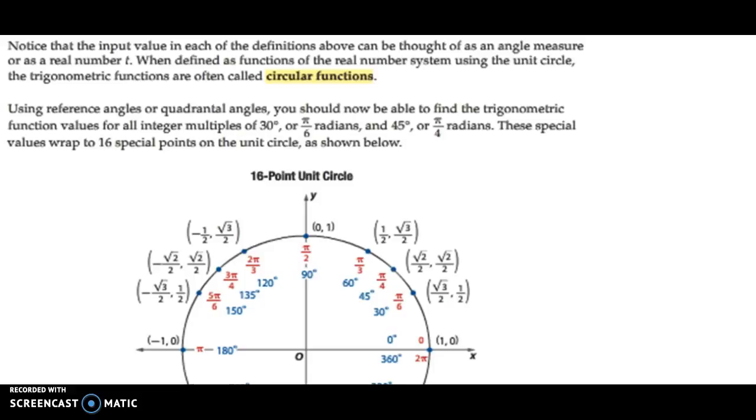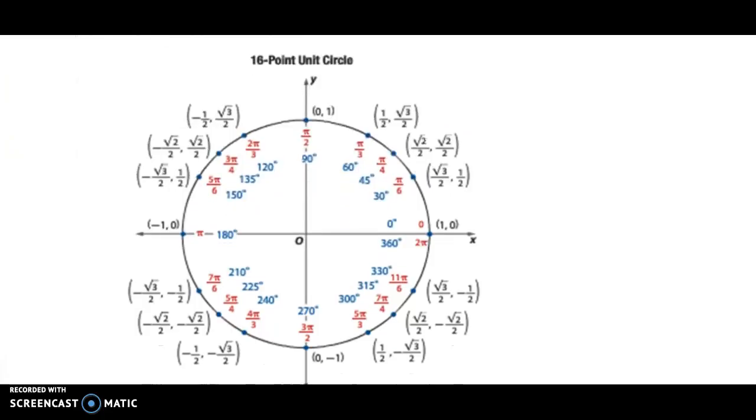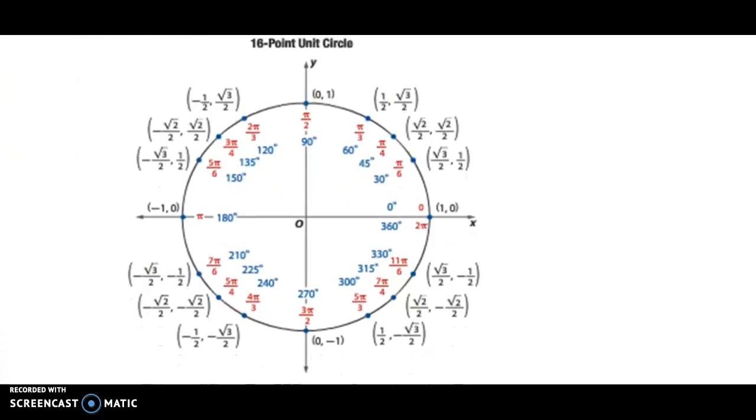we have functions that are on the unit circle. We call them circular functions. These are the trigonometric functions. And you have this in your notes already, but here is the unit circle. And you notice that these generally are the common 16 points that we need to know, and their corresponding degrees. So remember, 0 and 2 pi are the same. 0 and 360 degrees are the same.